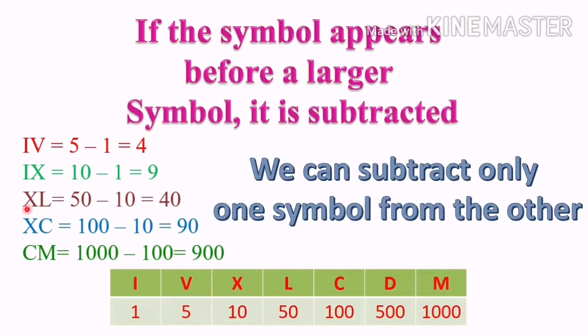XL. 10 is written before 50. So 50 minus 10 gives 40. XC. 10 is written just before C. So 100 minus 10 gives 90. CM. The value of C is 100 and value of M is 1000. So 100 is written just before 1000. A smaller value written before a larger symbol means it is subtracted. So 1000 minus 100 gives 900.